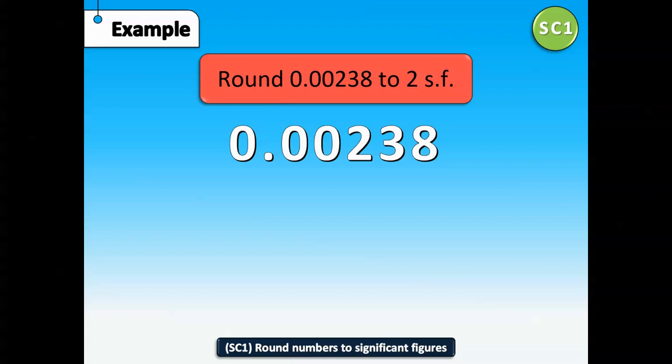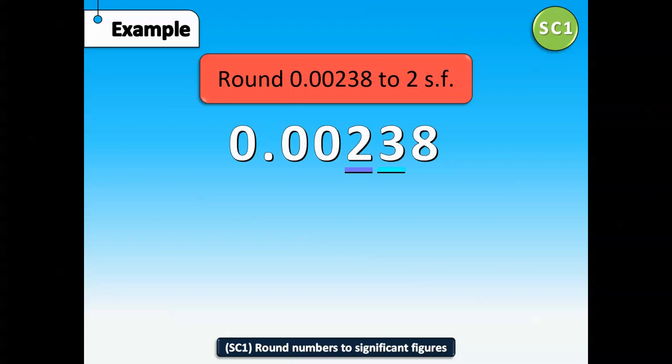For this question, I want to round this number to 2 significant figures. Well, the first significant figure is 2. The second significant figure is the 3. And the third significant figure is the 8. When 0 appears at the start of the number, it's not a significant figure. It's only a significant figure when it appears within the number. So 2 is the first significant figure, and 3 is the second significant figure.